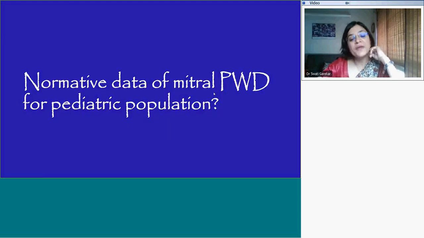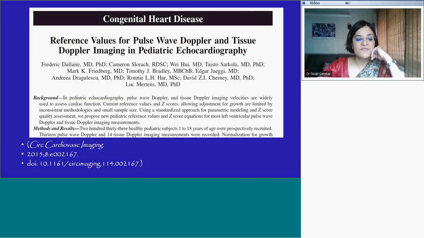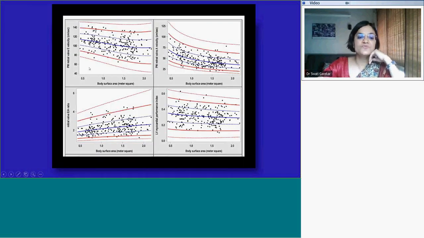Do we have data for mitral PWD for the pediatric population? Yes, we do. We have a reference coming from 2015, with 33 healthy pediatric subjects, and they generated these various graphs. The dark blue is the mean, while the dark red is the +2 and -2. You've got E peak velocity, A velocity, and E/A ratio, so everything is displayed according to what the BSA of the patient is.